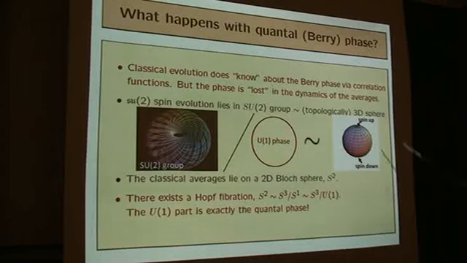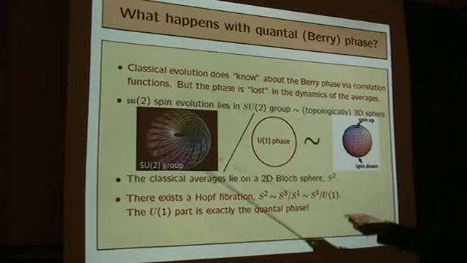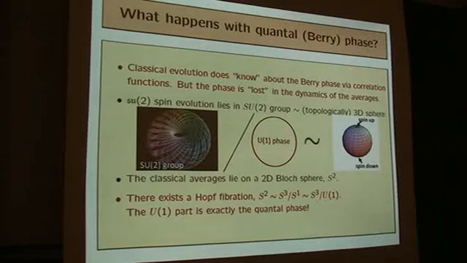SU(2) topologically is a three-dimensional sphere, which I cannot draw, but I have found some illustration that makes it much clearer. On the other hand, classical equations of motion are the equations of motion of the Bloch sphere, the equation of motion of a classical magnetic moment. And there is a known relation that the three-dimensional sphere modulo S1 is equal to S2. This is, by the way, called the Hopf fibration. And so this U(1) is exactly the Berry phase that we would associate with this problem.